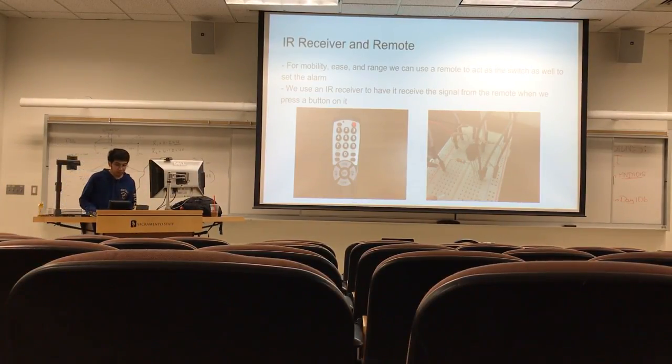So another component that we added to our user interface was an IR receiver and remote. Along with the button system that we can use to set the alarm, we can use a remote using an IR receiver. The IR receiver takes in the signal from the remote and gives us a value, and we can use that value to make it interact with our Parallax.